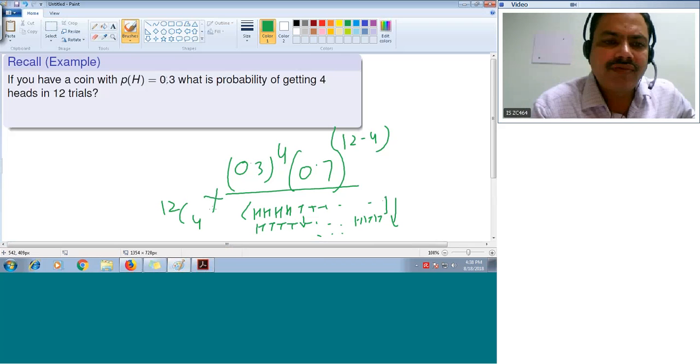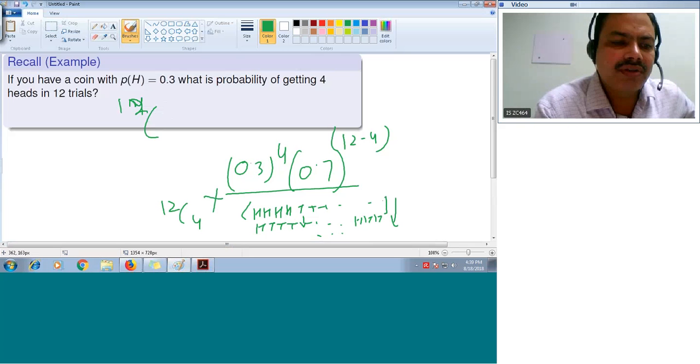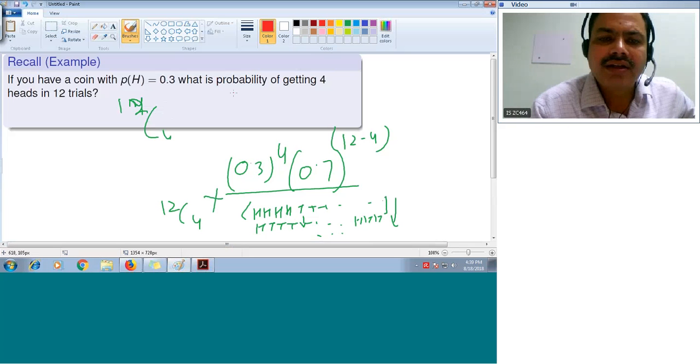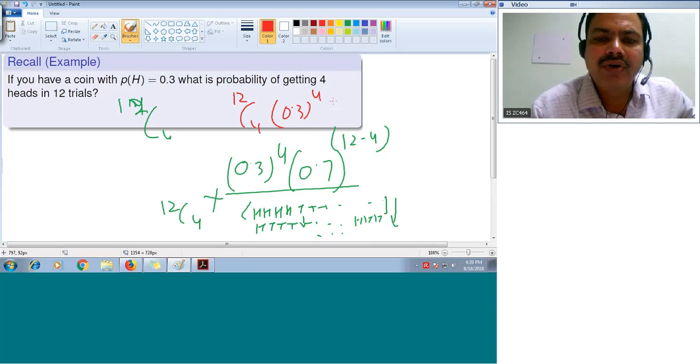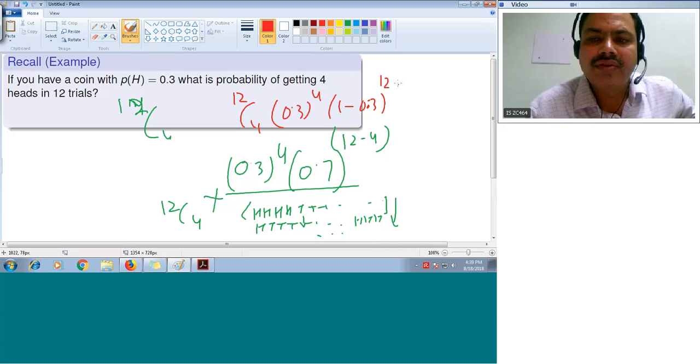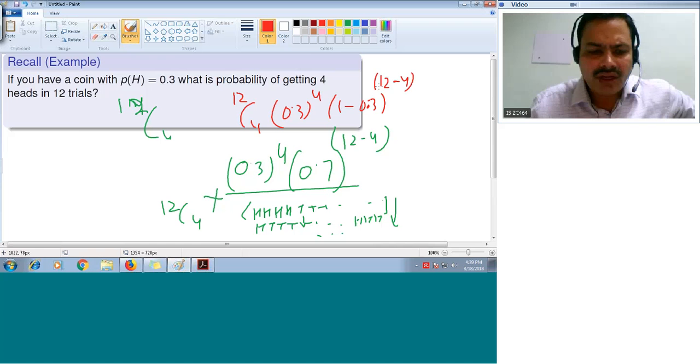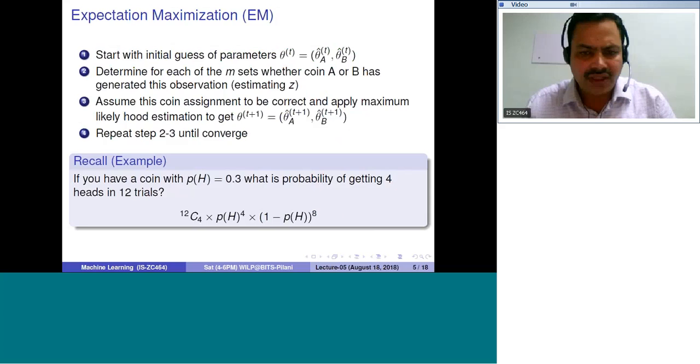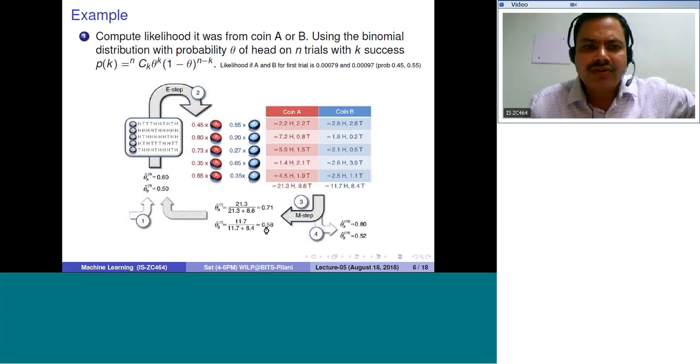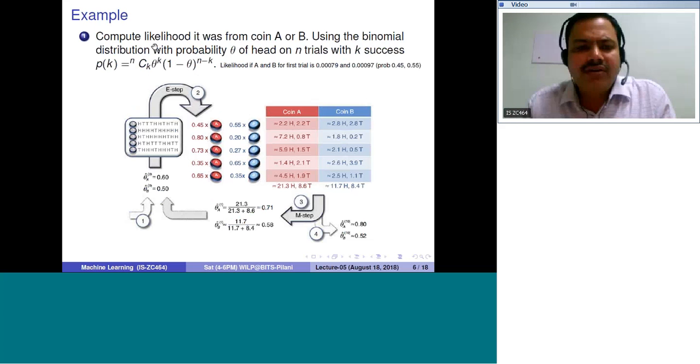So therefore the solution for this is 12C4. Let me just write it correctly. It is 12C4 multiplied by 0.3 to the power 4 and (1 minus 0.3) to the power 12 minus 4. So this is what the formula is. This also comes from intermediate mathematics, nothing more than that. So let's apply this framework to our question.